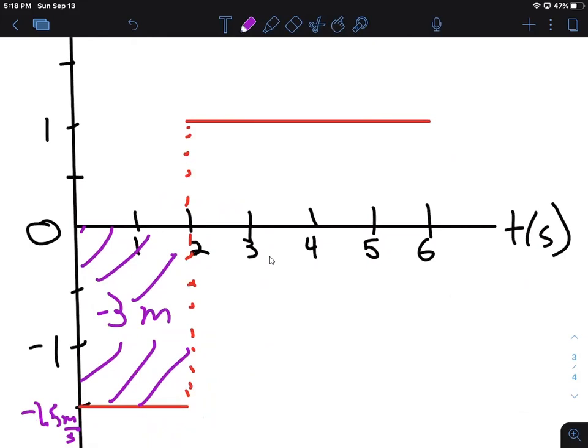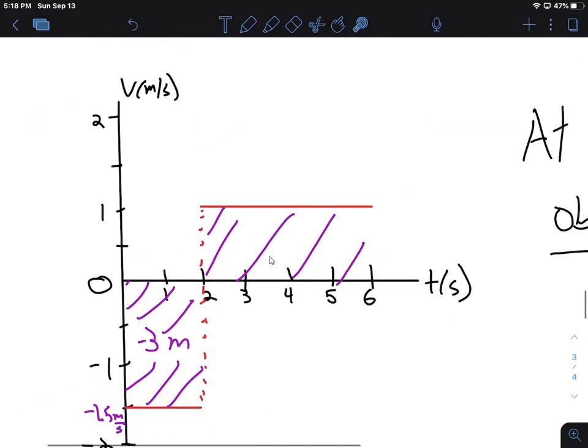If I did this whole thing here, 1 meter per second, 6 seconds, that would be an area of 6 meters. Well, those aren't going to add up to 0, so I know I can't have traveled this whole time. So I'm wondering, what time are these two areas going to cancel each other out?